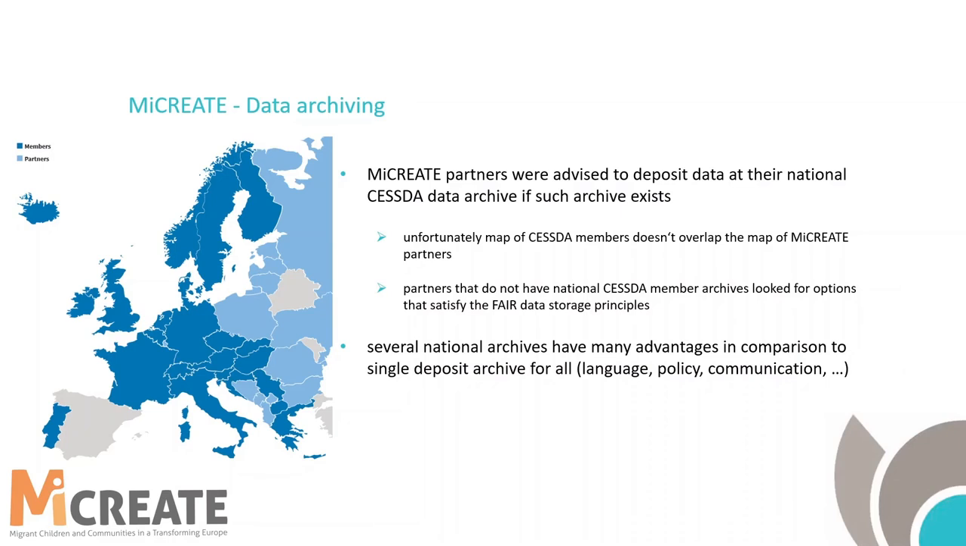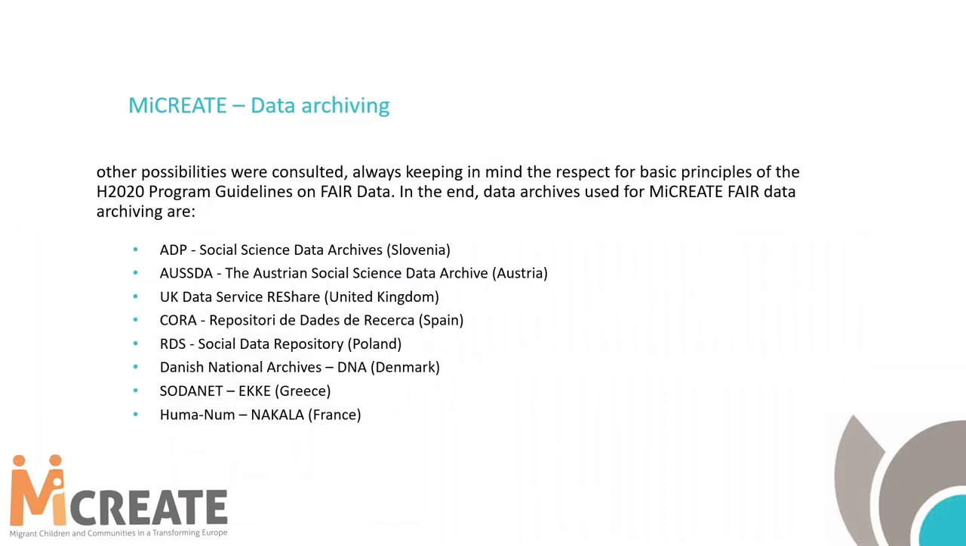So instead of using the Slovene National Social Sciences Archive, we just suggested to all the partners that were actually creating data to use the national CESSDA members as the designated data archives. In the end, these are the archives that we used: ADP for Slovenia, AUSSDA for Austria, a member of CESSDA, UK Data Service ReShare, also a member of CESSDA, CORA, this is an archive that is not an actual member of CESSDA, but abides by all the regulations governed by CESSDA.